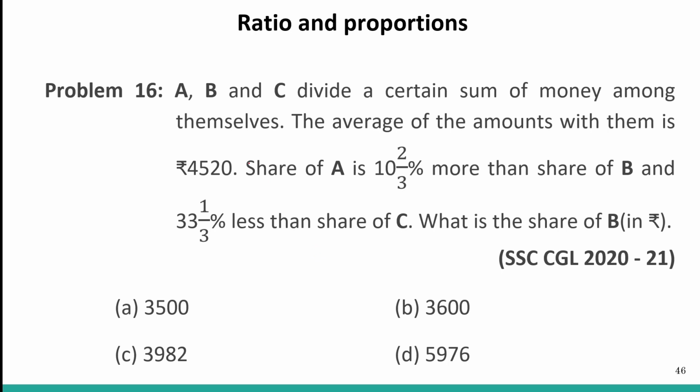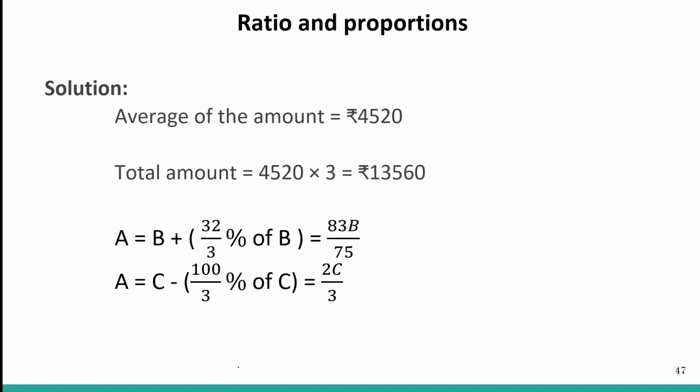So let's see problem number 16. If A, B and C divide a certain sum of money among themselves, then the average of the amounts with them is 4520. The share of A is 10 whole and 2 by 3rd% more than the share of B, and 33 whole and 1 by 3rd% less than the share of C. So what is the share of B? This question has appeared in SSC CGL 2022, 2020 and 2021. Option A says 3500, B says 3600, C says 3982, and option D says 5976.